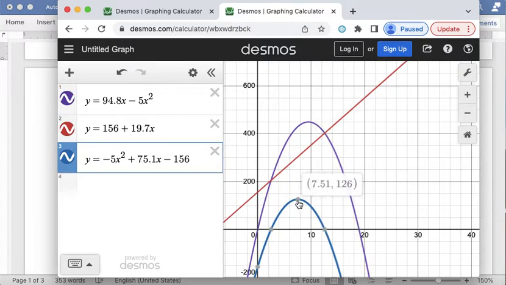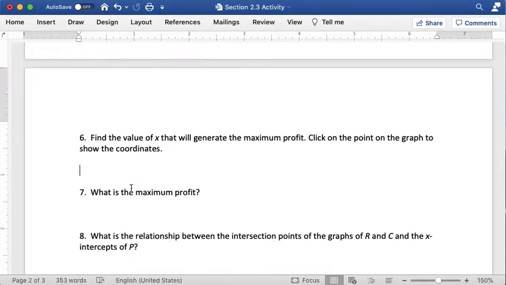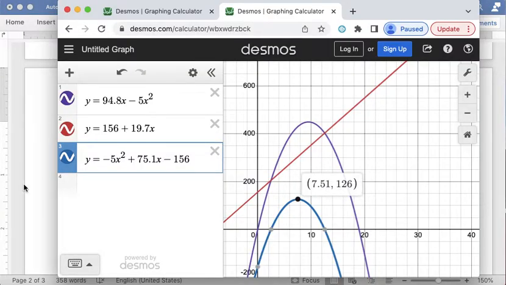So if I click on the blue graph, there it is. It shows up as a gray point, and I can click on the point to make it a darker point and see what the coordinates are. So my coordinates are 7.51, 126. Remember, x is number of products, y is dollar amount. So that's going to be 7.51 million cameras is where the maximum profit is going to be. And the maximum profit itself, the dollar amount, is $126 million.